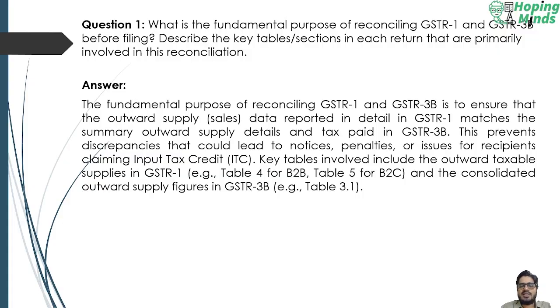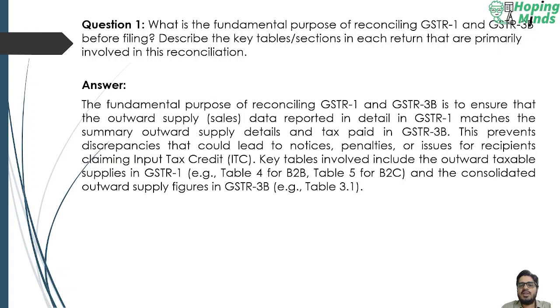The fundamental purpose of reconciling GSTR 1 and GSTR 3B is to ensure that the outward supply, that is the sales data reported in detailed GSTR 1, matches the summary outward supplies details and the tax paid in the GSTR 3B return. This prevents discrepancies that could lead to notices, penalties or issues for recipients claiming input tax credit. Key tables involved include the outward taxable supplies in GSTR 1, for example table 4 for B2B supplies, table 5 for B2C supplies, and the consolidated outward supplies figure in GSTR 3B.